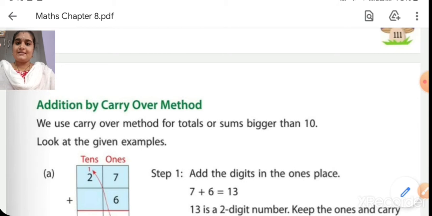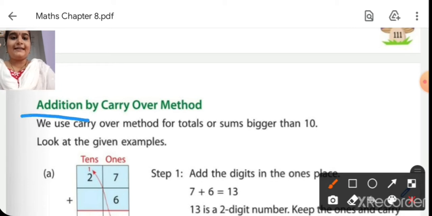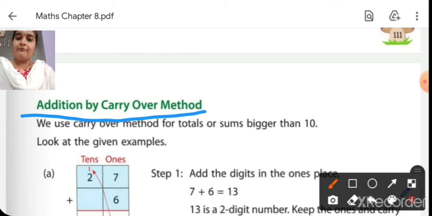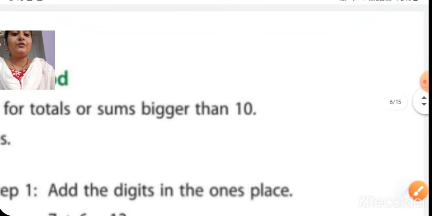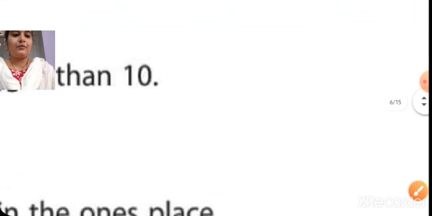Yes, in today's maths class, we are going to learn a new topic: addition by carryover method. Carryover method, okay, children? Please concentrate and listen. I'm going to give you an example now.